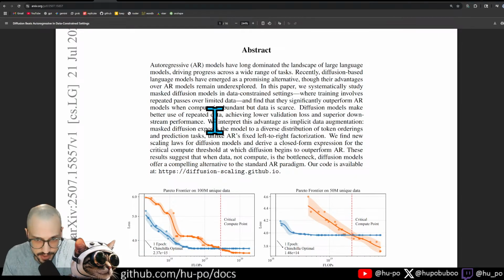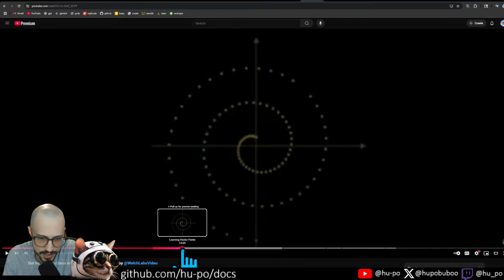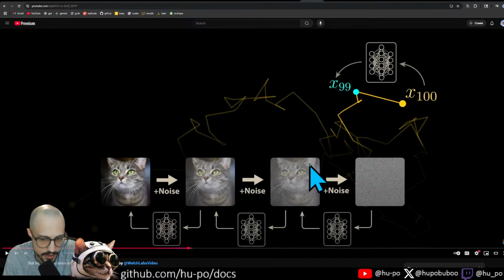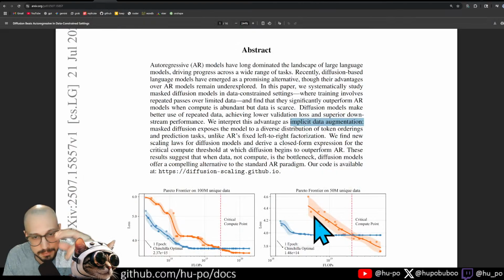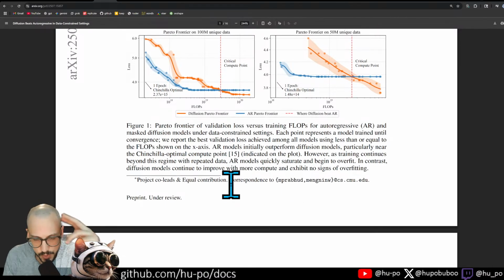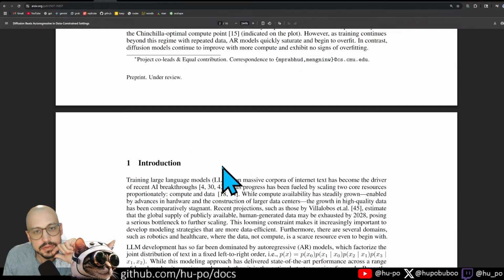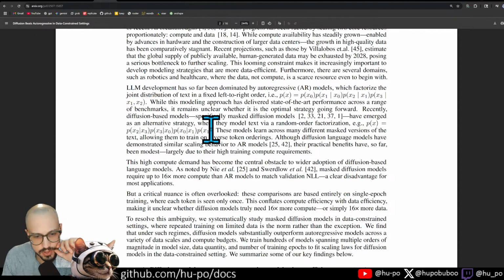And really it all boils down to this bias that exists in diffusion models, which is that they have this implicit data augmentation that comes from the fact that a core part of the learning objective in diffusion models is this noise, right? Where you're adding noise, starting from noise. And that implicit data augmentation ends up allowing diffusion models to train for significantly more epochs, which has all kinds of interesting implications.